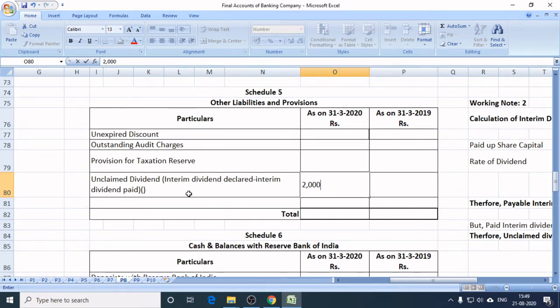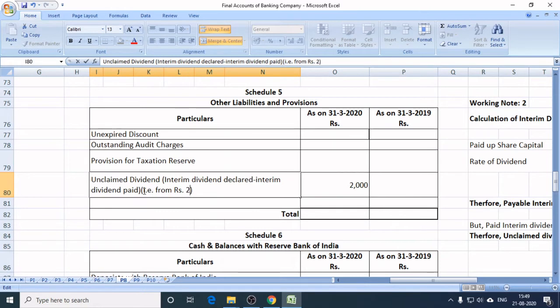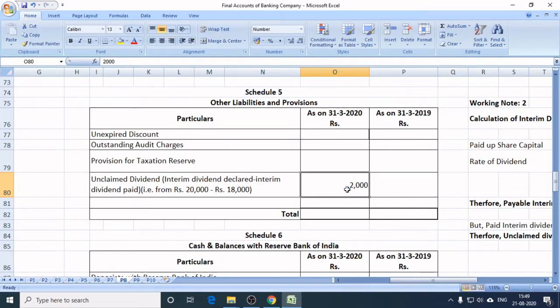And how did we calculate it? From interim dividend declared, that is 20,000, we have deducted interim dividend paid. So from rupees 20,000, we have deducted rupees 18,000, which is actually paid. So this is unpaid, this is unclaimed dividend.